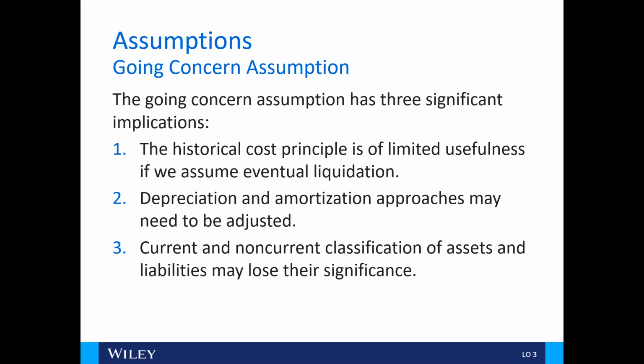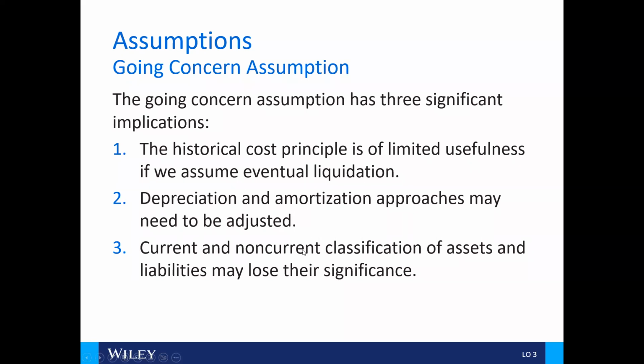If I'm about to sell them off, then the fair value is more important than the historical cost, because the fair value is going to determine how much money the company is going to get for it. If a company is about to end, depreciation and amortization methods that we're using will need to be adjusted. I can't say that I expect the asset to last for 10 years when I'm going out of business next week. I have to change my depreciation method.